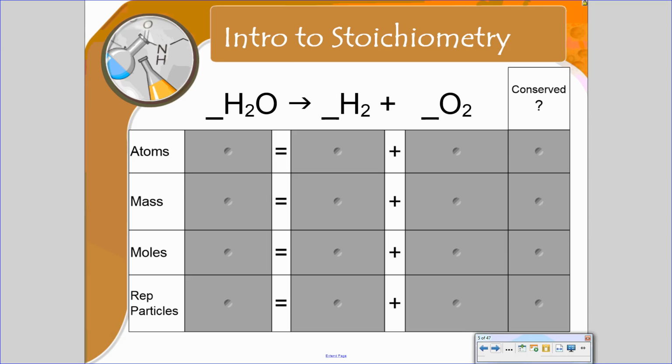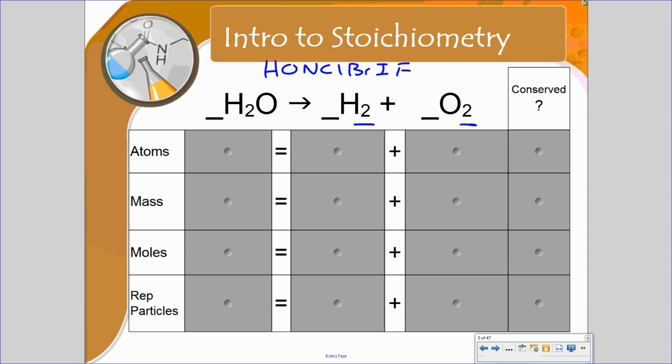All right, so we have an equation here. This is a decomposition equation of water into hydrogen and oxygen. Take a moment here to note that the hydrogen and the oxygen have a subscript of 2. Please do not forget your 7 diatomic elements: hydrogen, oxygen, nitrogen, chlorine, bromine, iodine, and fluorine.